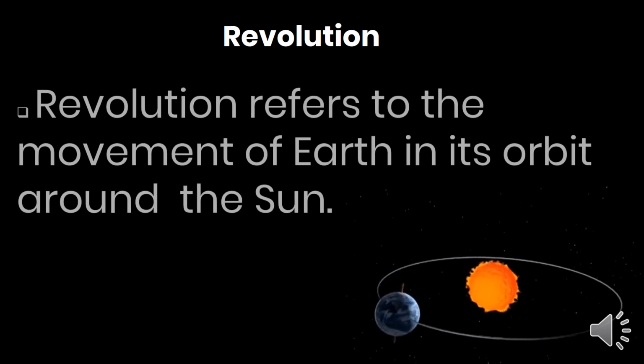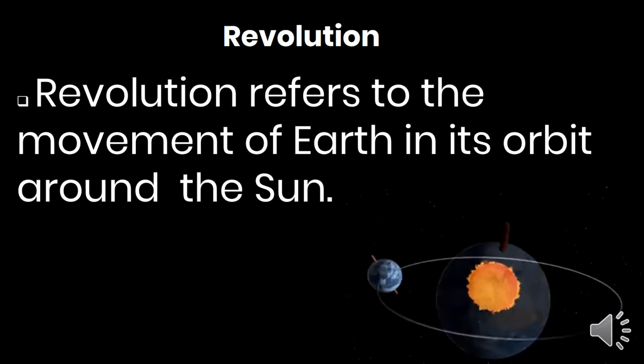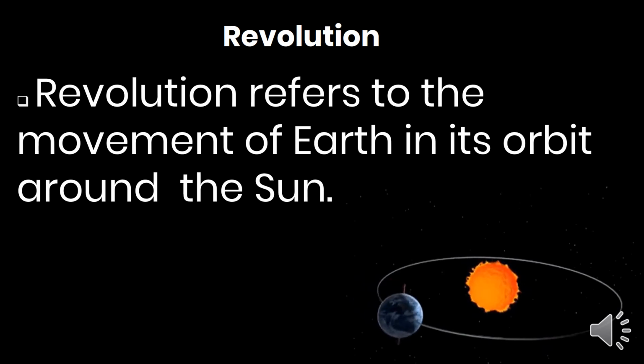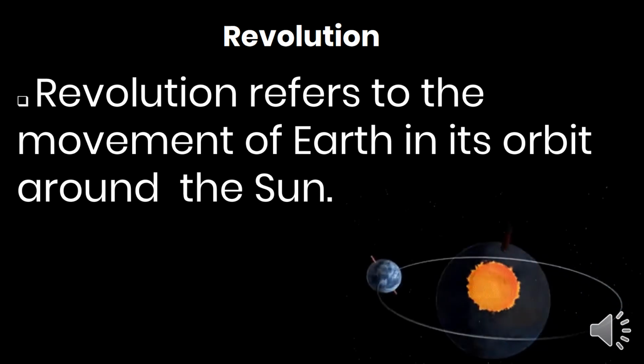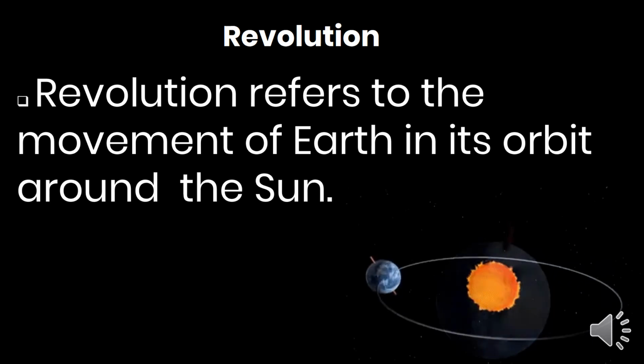Revolution. Revolution refers to the movement of Earth in its orbit around the Sun. For Earth to make one complete revolution around the Sun, it takes 365 days. Hundreds of years ago, most people believed that Earth was stationary in space and that the Sun and stars revolve around the planet. Today, we know that Earth is traveling at nearly 113,000 kilometers or 70,000 miles per hour in an elliptical orbit around the Sun.